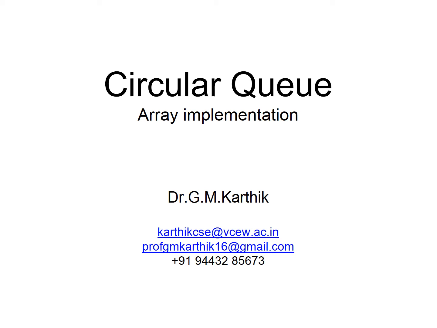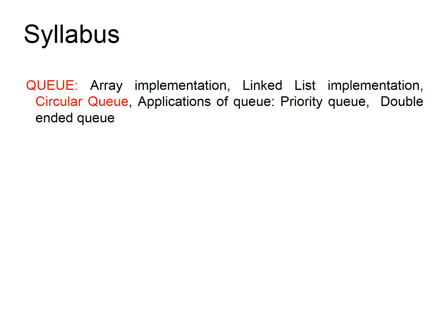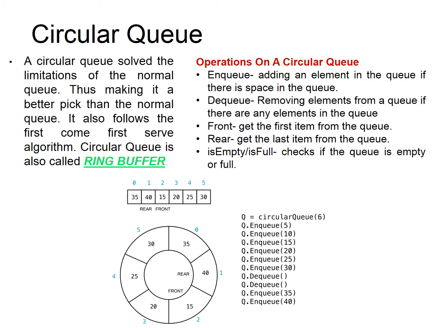So today we are going to see about circular queue, which is going to be implemented using array implementation. Previously we have seen enough examples of how a queue is implemented using array implementation and using linked list implementation. So what is the difference between a circular queue and the normal queue?